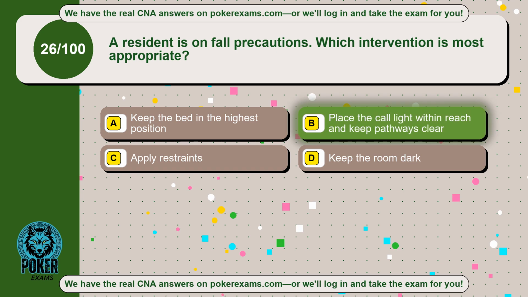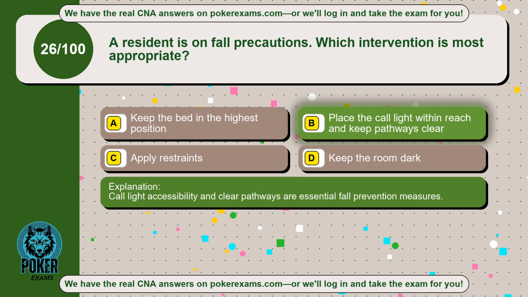The correct answer is option B. Place the call light within reach and keep pathways clear. Call light accessibility and clear pathways are essential fall prevention measures.